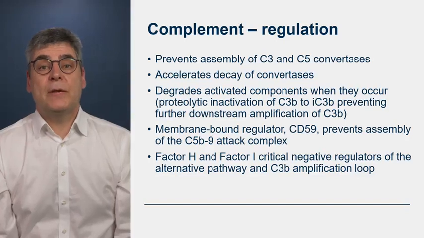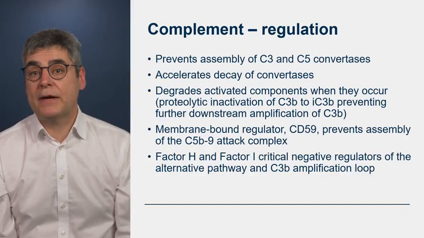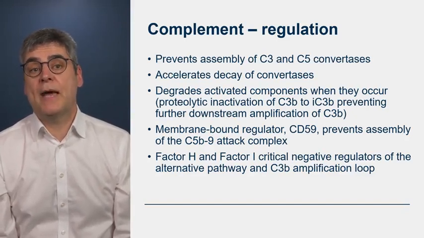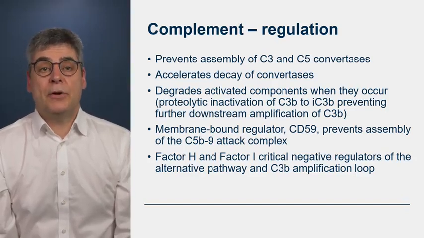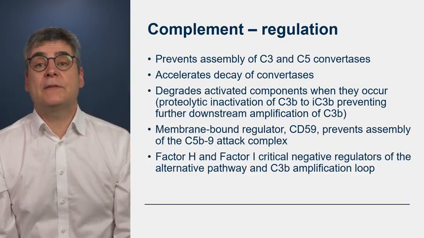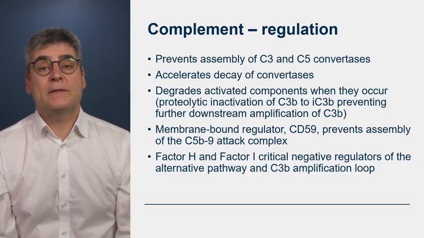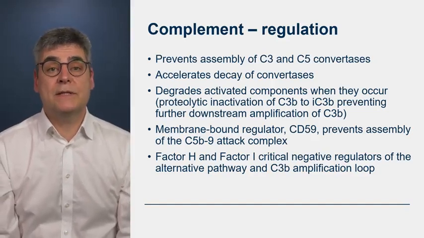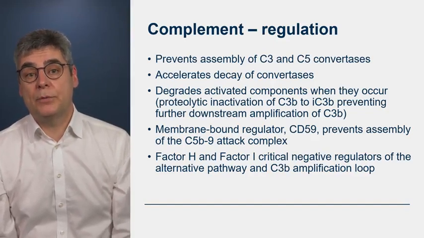Degradation of C3b to iC3b by the enzyme factor I, with cofactors such as factor H, prevents further C3b amplification. The membrane regulatory protein CD59 prevents the assembly of the membrane attack complex, and factors I and H have a critical role in regulating both the alternative pathway and the C3b amplification loop.